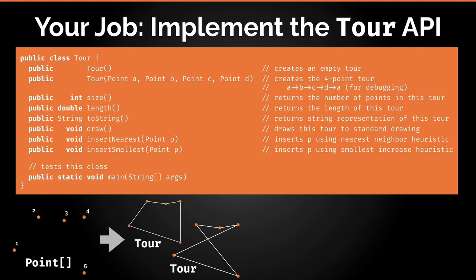Then the methods that you have to implement are size and length, which just provide information on your class. And importantly, these two methods, insertNearest and insertSmallest. InsertNearest is going to be the nearest neighbor heuristic, and insertSmallest is going to be the smallest increase heuristic. Of course, your class should work even if we alternate calls between the two of them. Okay? And then toString and draw are two methods that are going to be really important for debugging. So make sure that you do toString first.